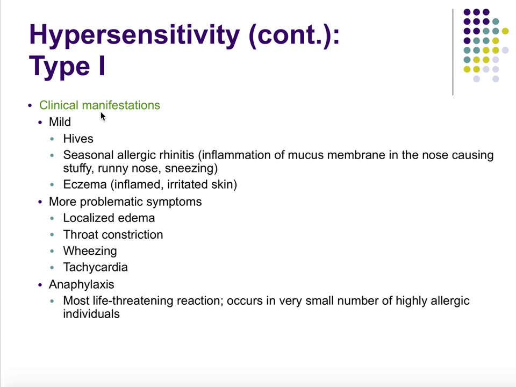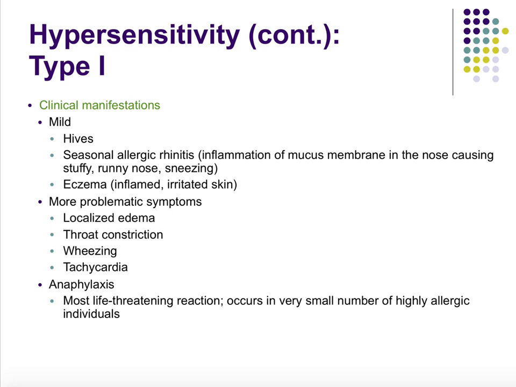So what will it look like? What are the clinical manifestations of type 1 hypersensitivity? So mild symptoms include things like the hives. We have seasonal allergic rhinitis, so inflammation of the mucous membrane in the nose causes things like stuffy nose, runny nose, sneezing. And then you can also see eczema.